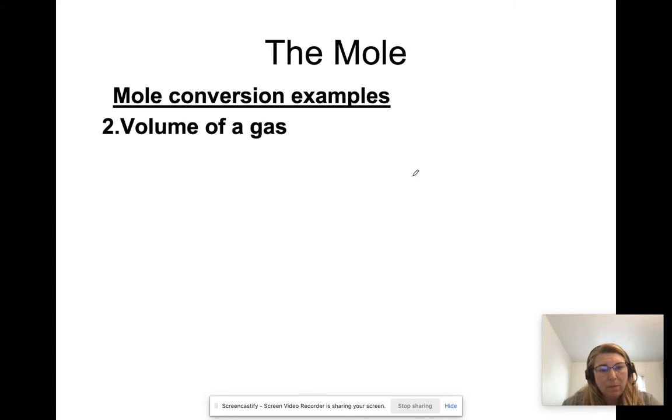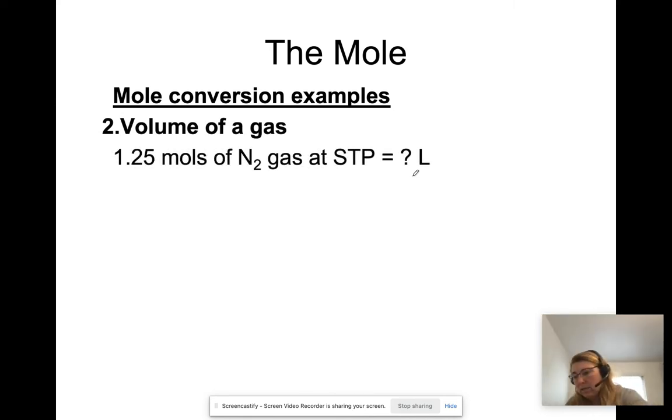So the next type of example we have is volume of a gas. So when we do the volume of the gas, we're going to use a different conversion factor. For this, we're going to say that 1 mole is equal to 22.4 liters of any gas at STP. So STP is just this set of conditions. It stands for standard temperature and pressure. We'll learn a lot more about that later, but for today, just sort of believe me that 1 mole is equal to 22.4 liters. We'll worry about what happens if it's not at STP later. That's not for today to worry about.